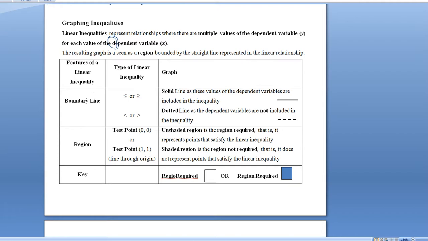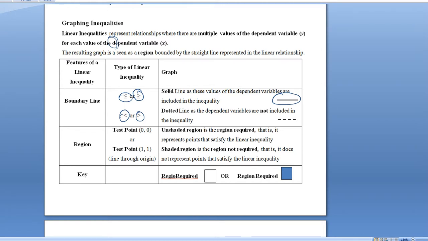Now, boundary lines are solid. That is, I draw a solid line when I see a greater than or equal to, or a less than or equal to sign in the inequality that I'm sketching. Conversely, if there's a less than or a greater than sign, I represent the line as a dotted line, because what I'm basically saying is that the values on the line itself are not included. The line itself isn't included in the inequality.